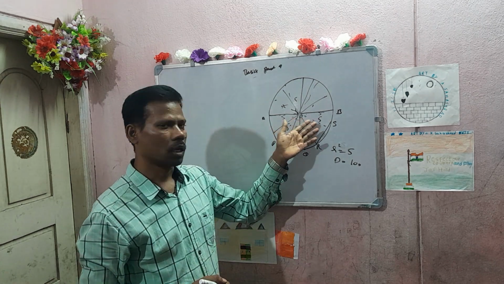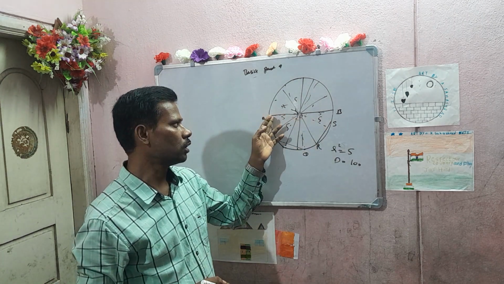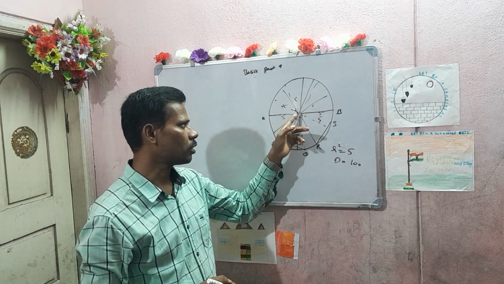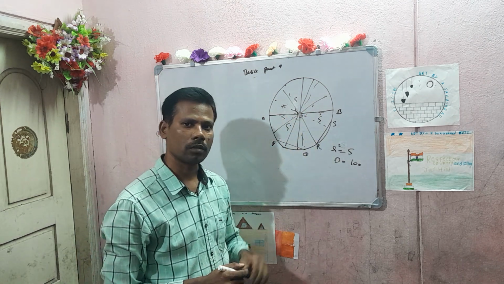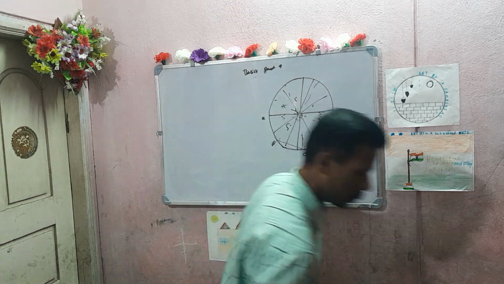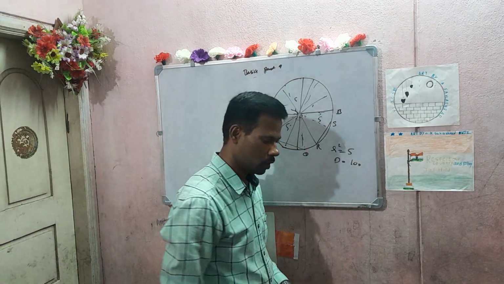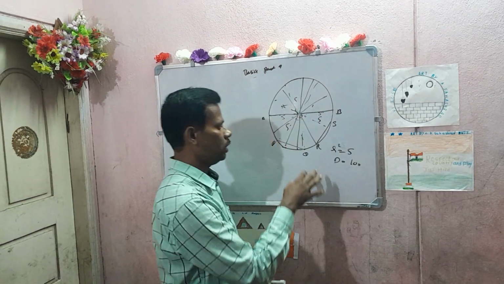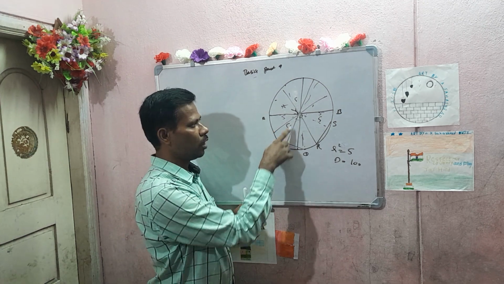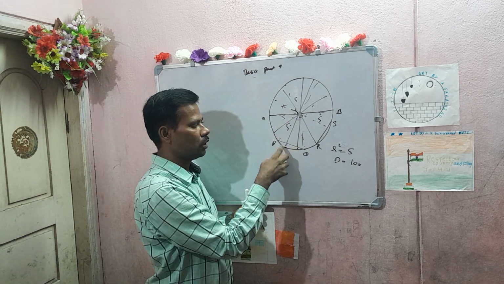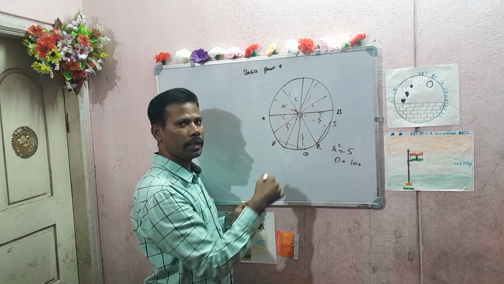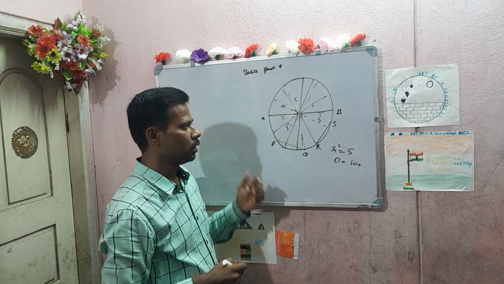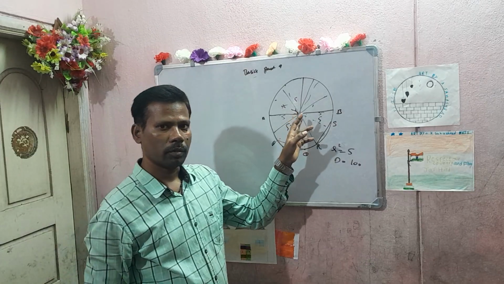Line segments which are not passing through the center of the circle are called chords. What is a chord? It is a line segment not passing through the center of the circle. If it passes through the center of the circle, then it is called a diameter, right? Next, chord and diameter are over.